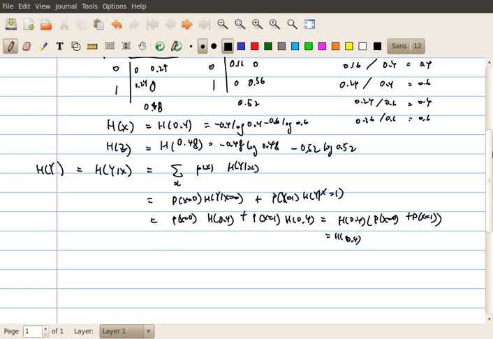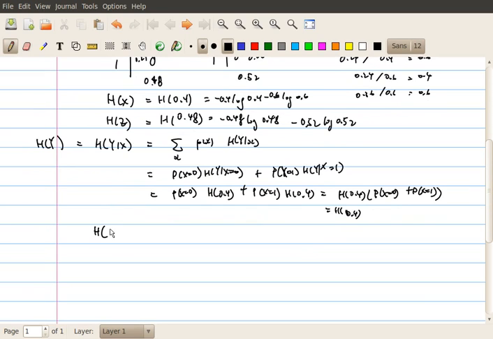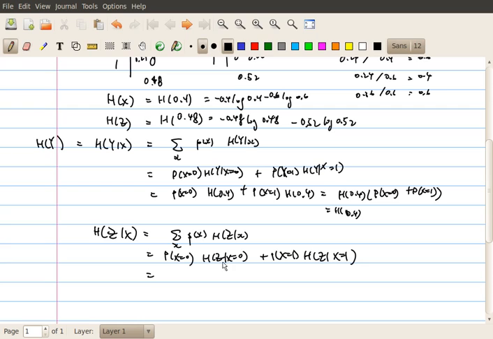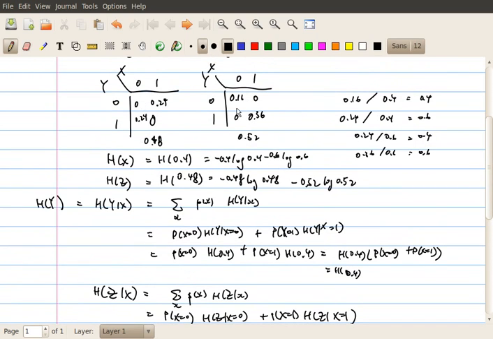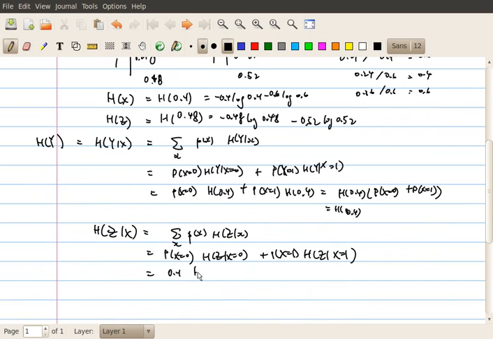And so let's compute a bit more challenging one. Let's say, how about H(Z given X)? So H(Z given X) will be, again I can write X as this sum over small x of p(x) H(Z given x). So it will be p(X equals 0) H(Z given X equals 0) plus p(X equals 1) H(Z given X equals 1). And p(X equals 0) is, as we can see, just equal to 0.4. That's this plus this plus this plus this. It's just equal to 0.4. And p(X equals 1) is just equal to 0.6.